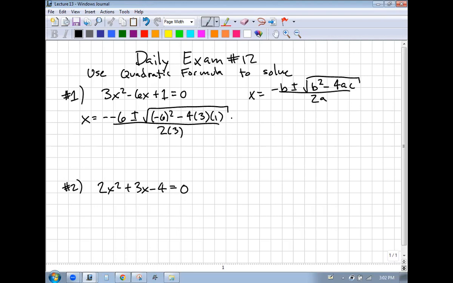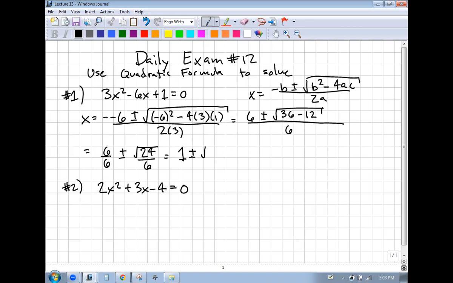Of course, we want to simplify this, right? A negative negative 6 is just 6. And on the bottom, 2 times 3 is 6. 6 squared is 36, and 4 times 3 is 12. So we have 6 over 6 plus or minus the square root of 36 minus 12, which is 24. 6 over 6 is 1. Now the square root of 24: 24 is 2 times 12, and 12 is 2 times 6.